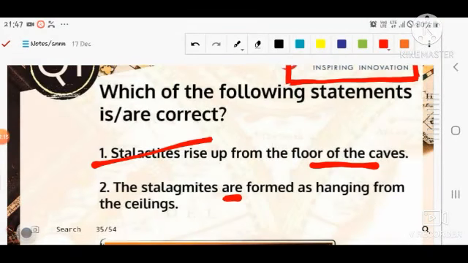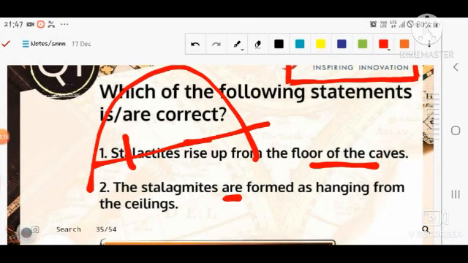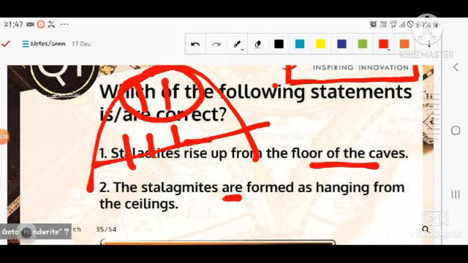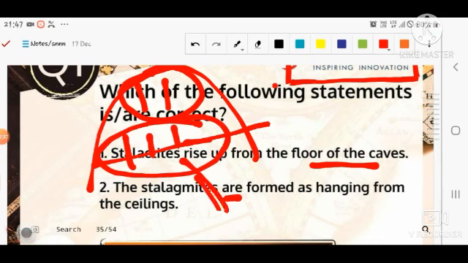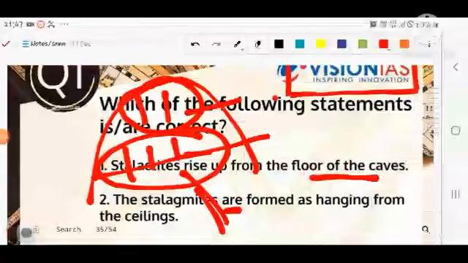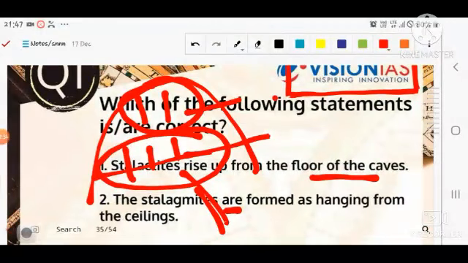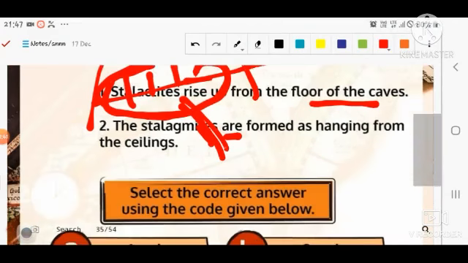For example, if you are seeing a cave-like structure, some pillars are found, and in the ceiling there are some formations made up of the cave rock. So what is the term attributed to this phenomenon? Basically the question is asking this. In the first statement they are saying stalactite rises from the floor of the cave. So the question says stalactite, and the stalagmite is the above wall part. Let's discuss the second question.